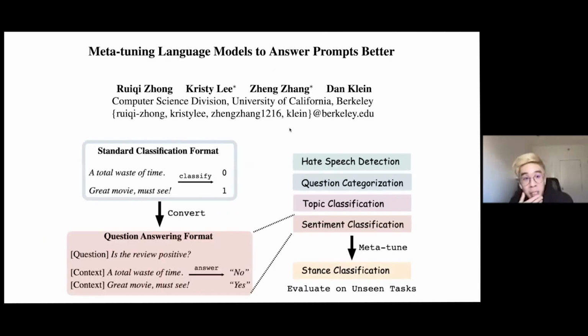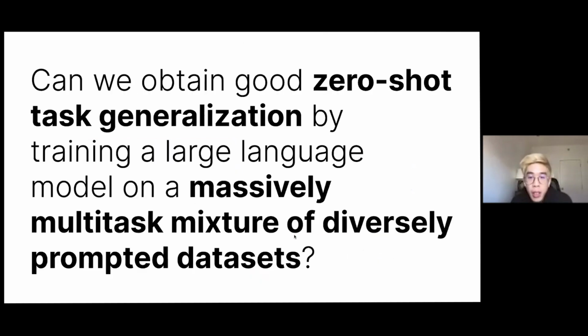Another example is meta-tuning, also from the group at Berkeley. Here they focus on binary classification, mapping a lot of binary classification tasks into these text-to-text formats. And so the answer is typically no or yes.